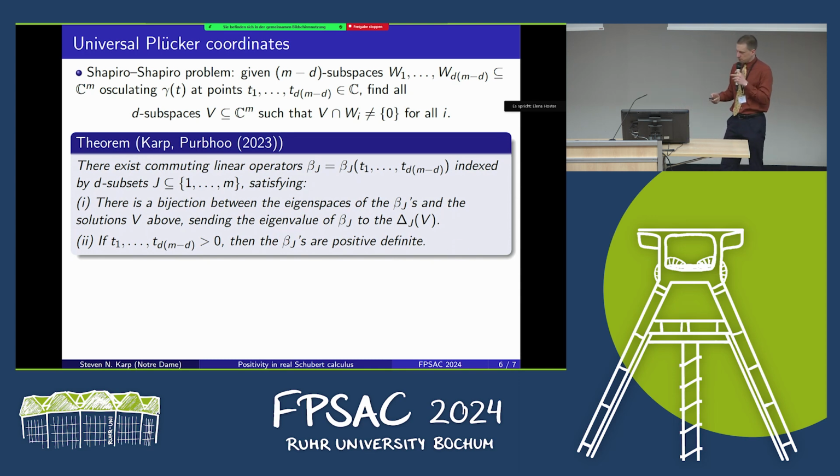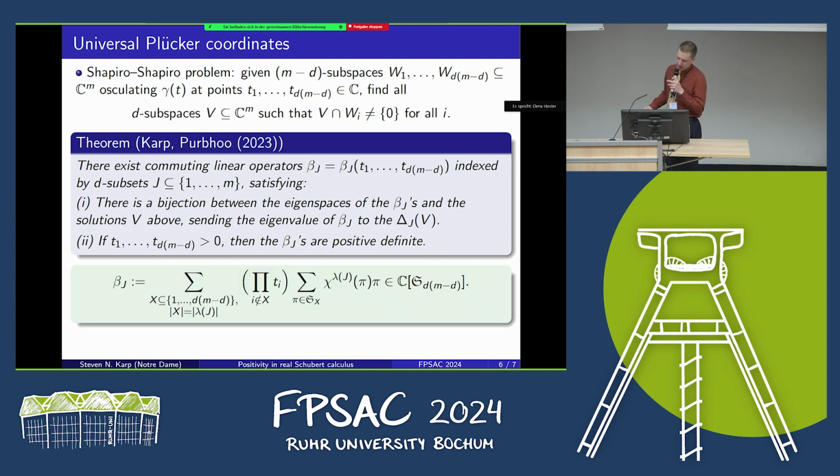prove. And I've kind of delayed the most important part of the theorem, which is what these operators beta j are defined to be. So we don't just show they exist. Actually, the fact they exist is some general fact in algebraic geometry called Stickelberger's theorem. But we actually have an explicit construction of them in the group algebra of this symmetric group.